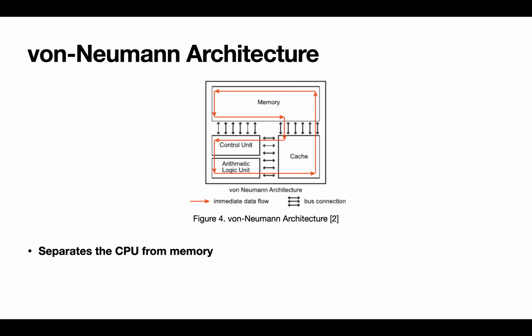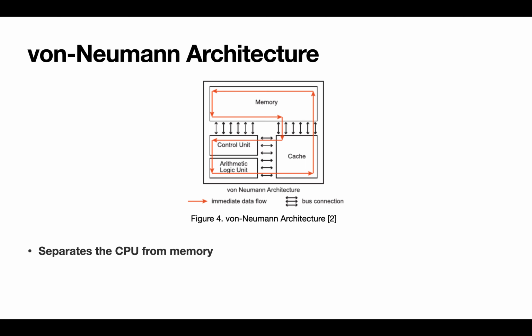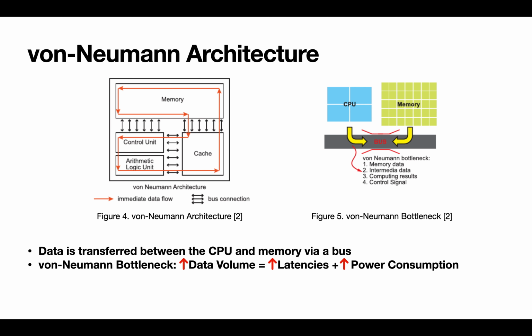Modern computing systems adopt von Neumann architecture, which separates the CPU from memory, as seen in Figure 4. During data processing, data is transferred between the CPU and memory via a bus, and as data volume increases, particularly due to data-intensive machine learning applications, high latencies and energy consumption of data transmissions emerge. This phenomenon is referred to as the von Neumann bottleneck, as seen in Figure 5.